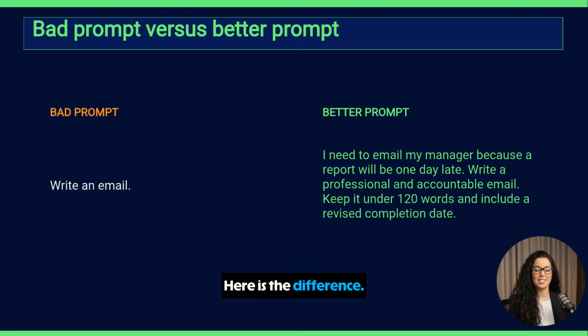Here is the difference. A weak prompt says, "Write an email." ChatGPT has to guess the audience, the purpose, the tone, and the structure. A better prompt says, "Write a clear professional email asking the project team to submit final figures by Wednesday at 3 p.m. because the meeting is on Thursday morning. Keep it friendly and under 120 words." Now, ChatGPT understands the situation and can give you something you can actually use.